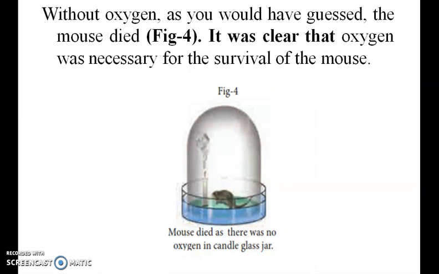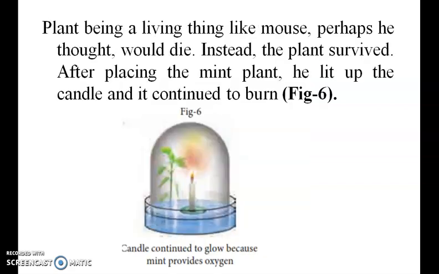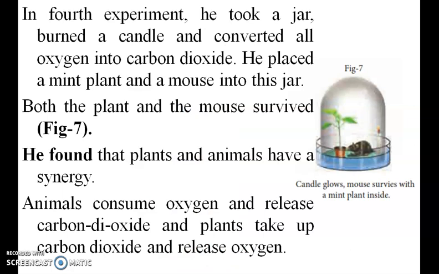So this is about the survival of living things. After that he planted a mint plant inside the jar and repeated the experiment, and the mint plant gives out oxygen by taking in the carbon dioxide. So the mouse as well as the plant survived in this experiment. This shows that animals consume oxygen and release carbon dioxide, and plants take up carbon dioxide and release oxygen. So plants, that is trees, are very important for our earth's survival.